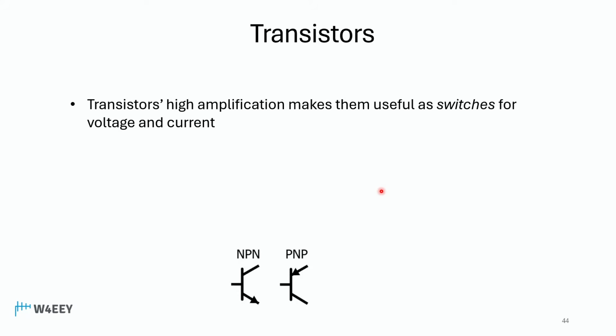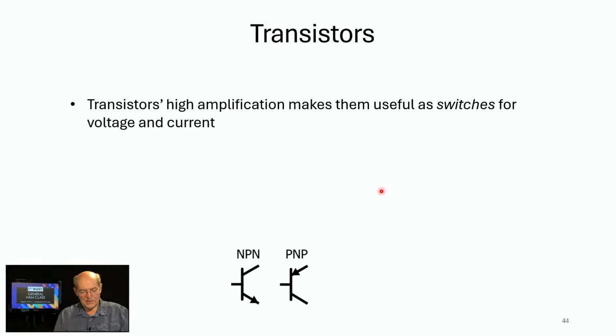Now we're going to talk about transistors. Invented in 1947. Some of us weren't around back then, including me. Transistors were invented by Bell Labs. They have the property of being able to amplify. We'll comment on that a little bit more as we move along. But their high amplification makes them useful as switches for voltage and current. So if we can get a transistor to turn on all the way, you have a low voltage across the collector and the emitter, which would represent the logic 0.